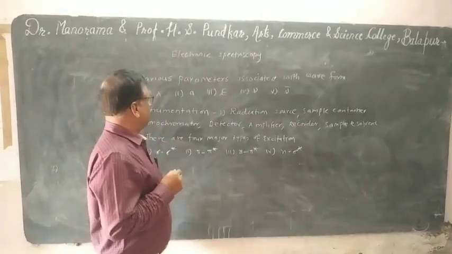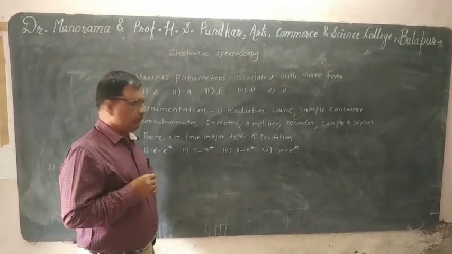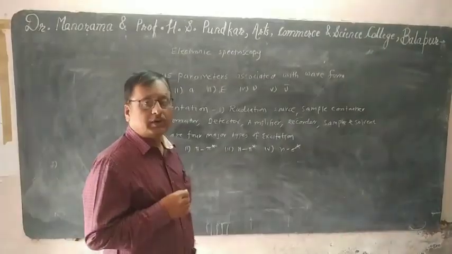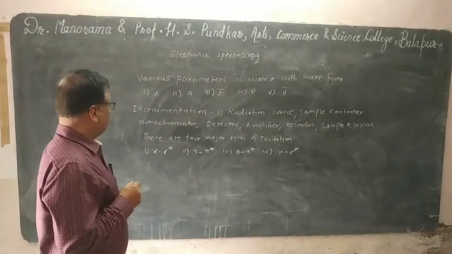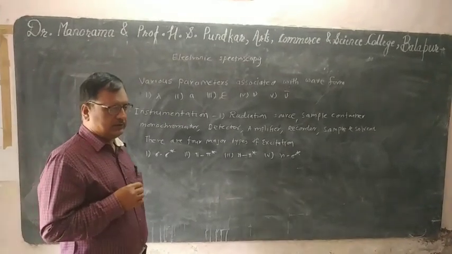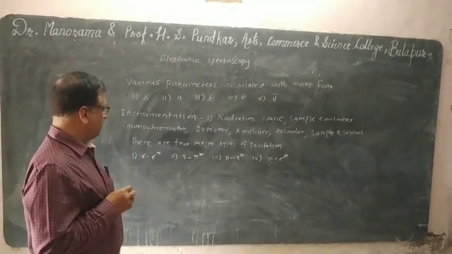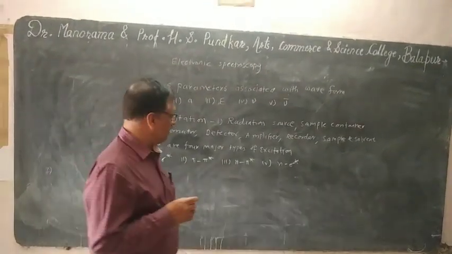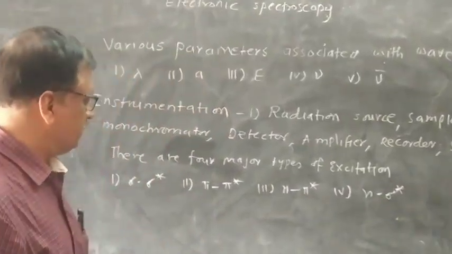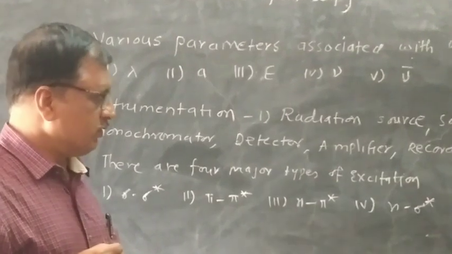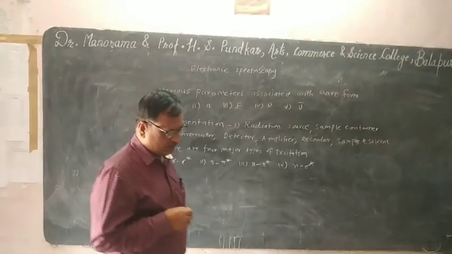When radiation is absorbed by the molecule, part of it is absorbed, and absorption depends on the structural features of the molecule. As a result of absorption of energy, the molecule undergoes excitation from a lower energy state to a higher energy state. In electronic spectroscopy, when radiation from the UV region, that is 200 to 400 nanometers, is used, it brings about electronic excitation from bonding to anti-bonding levels.